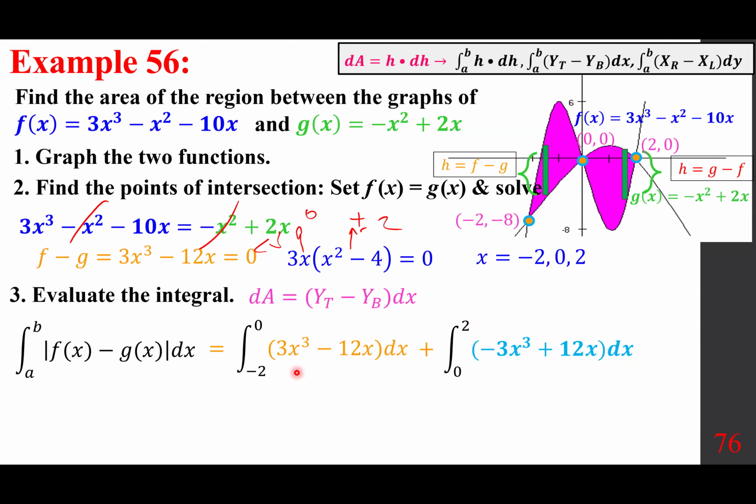So this is 3/4 x to the power of 4 minus 6x squared from minus 2 to 0. This is, in brackets, minus 3/4 x to the power of 4 plus 6x squared from 0 to 2. And I'm going to leave it for you to evaluate and verify. You end up with 24 as the final answer.